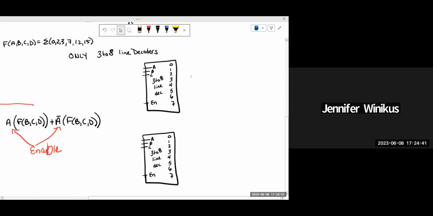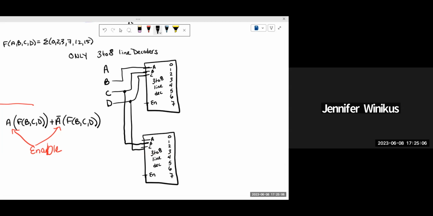Once we have our line decoders drawn out in our form, we'll connect in our inputs. So we have A, B, C, and D. B is going to take the role of A, C is going to take the role of B, and D is going to take the role of C when it comes to our decoder inputs, because that's the order that they're in.